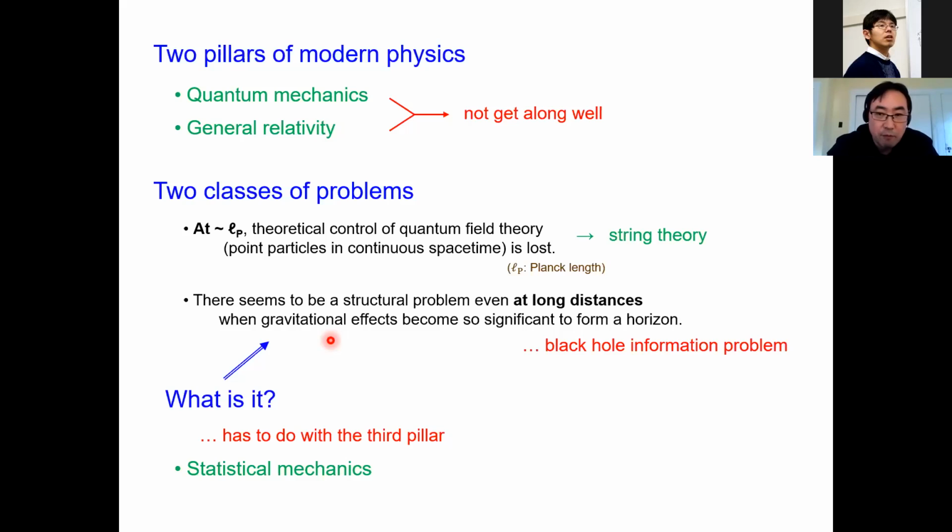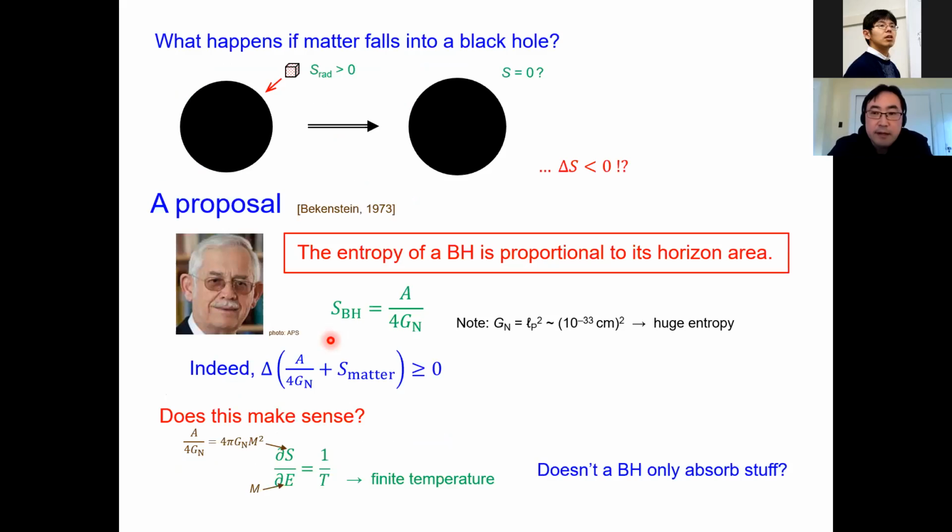So what is the black hole information problem? That has to do with the third pillar of modern physics, statistical mechanics. Think about the black hole. The black hole doesn't have detailed structure at the horizon, as the phrase goes, the no-hair theorem. Imagine that we throw a box filled with radiation, namely having some positive entropy, into the black hole. The black hole will absorb that and become a new black hole, which is slightly larger, but still a black hole. So you may think that the entropy is not there because of no hair, and that means the entropy went down by throwing radiation into the black hole. That would be a violation of statistical mechanics, the second law.